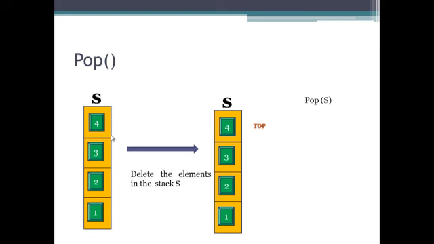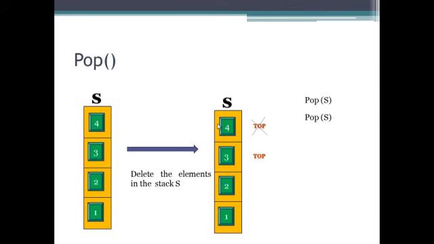Now there is a call for pop. For pop, you need not pass any element explicitly for deletion, because pop always deletes the topmost element. So here we have 4 on the top. With a call to pop, it deletes 4, which means that this is not at the top. Now after deleting, 3 will be on the top, so we have to make the top point to the element 3.